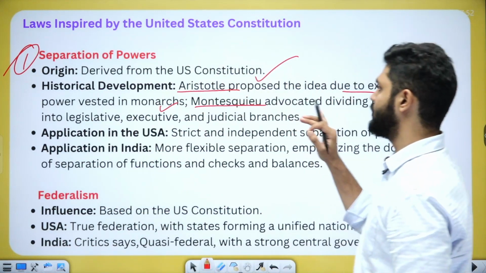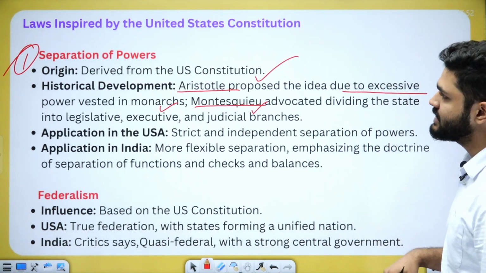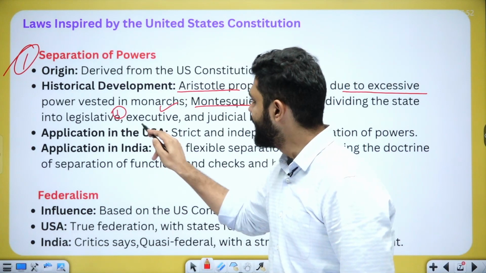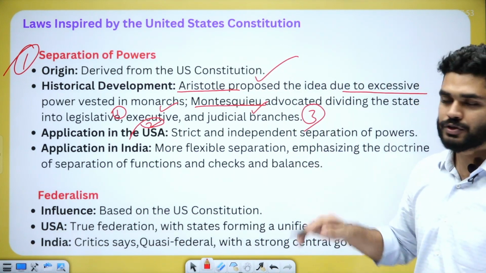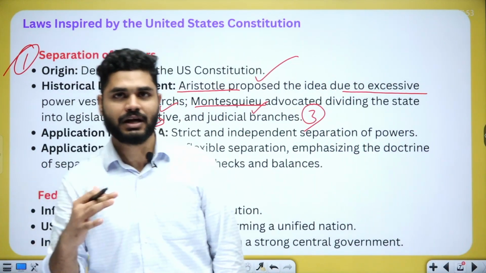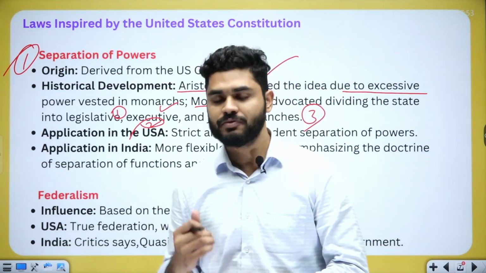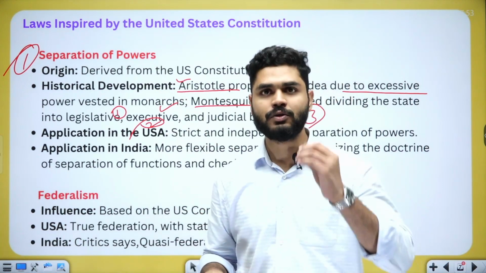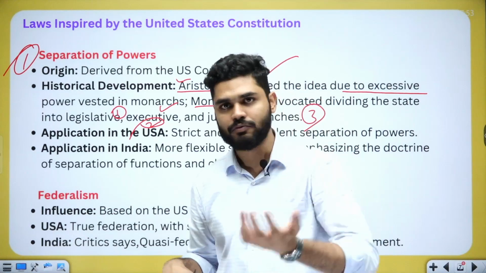And then it has been taken forward by Montesquieu, where he advocated dividing the state into three parts: legislative, executive, and then judicial branches. Okay, so as everything always evolves, a revolution also comes after some time. So there is a gradual procedure for everything, and this whole idea, that the monopoly of the king should be diluted, was proposed by him, and then it has been taken forward by Montesquieu.